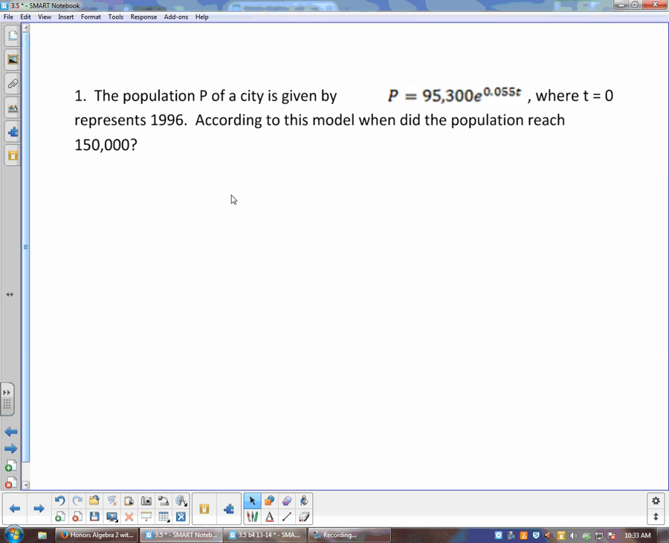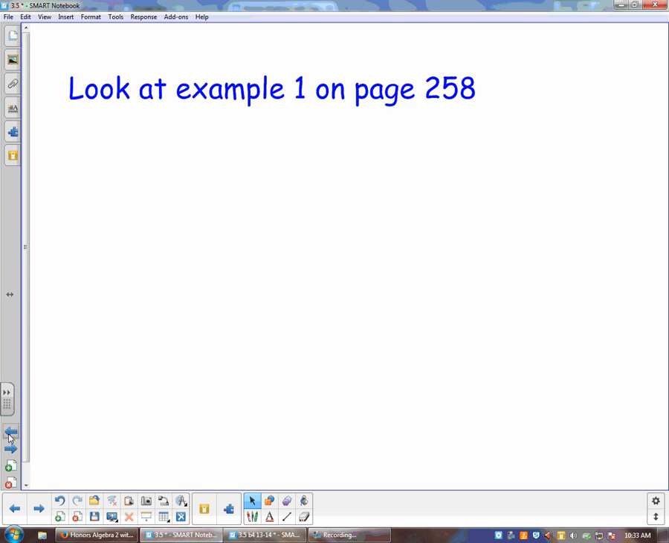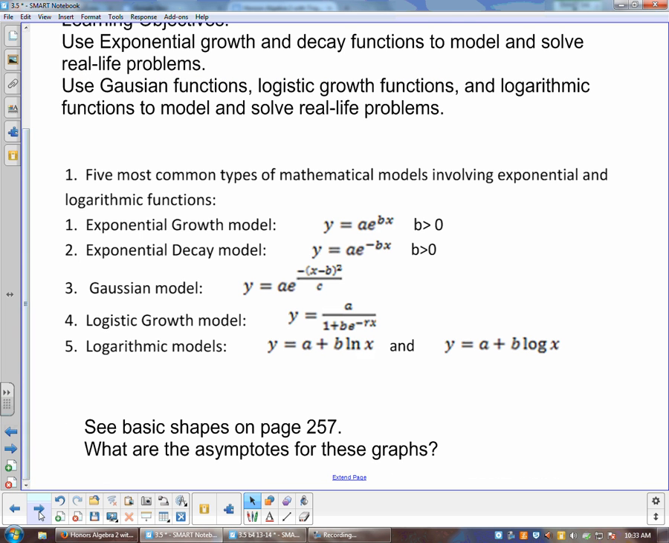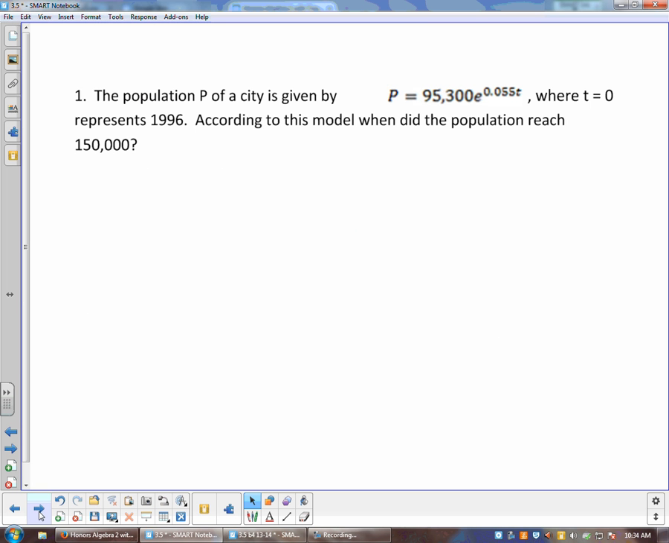We are now looking at section 3.5, and we were talking about exponential and logarithmic models. There are 5 basic types, and let's take a look at the first example.